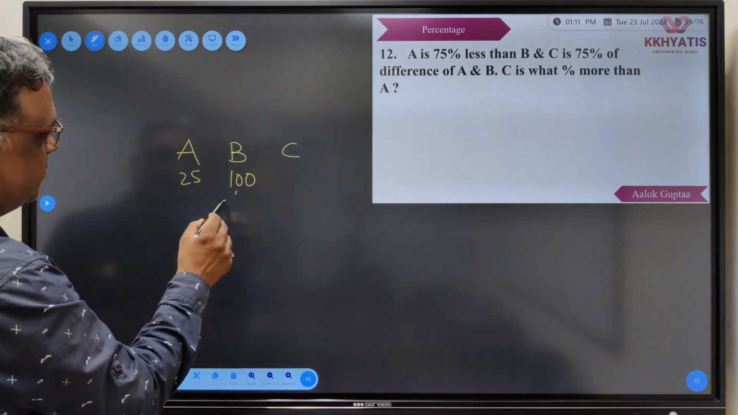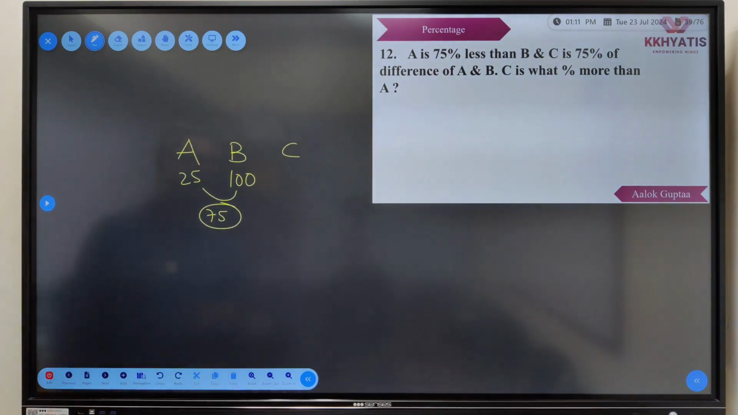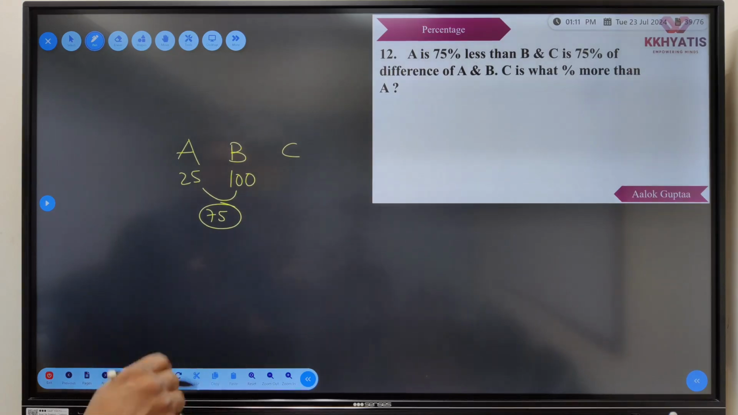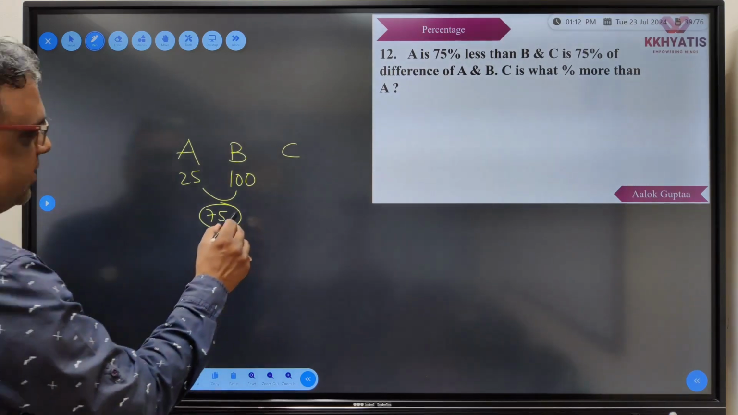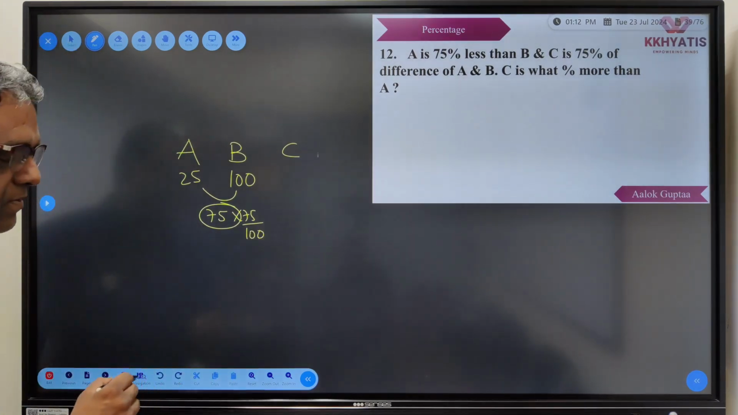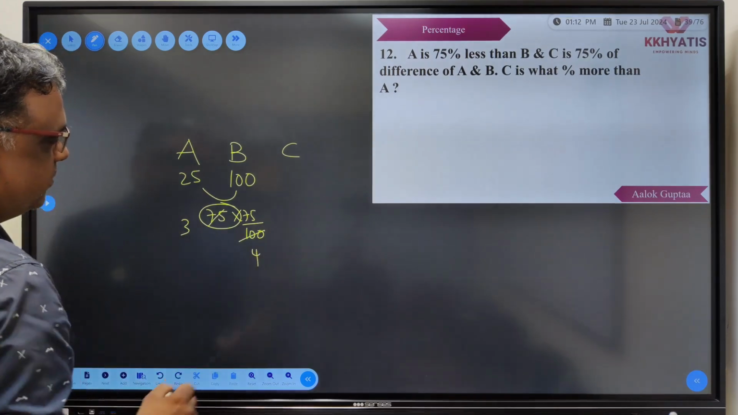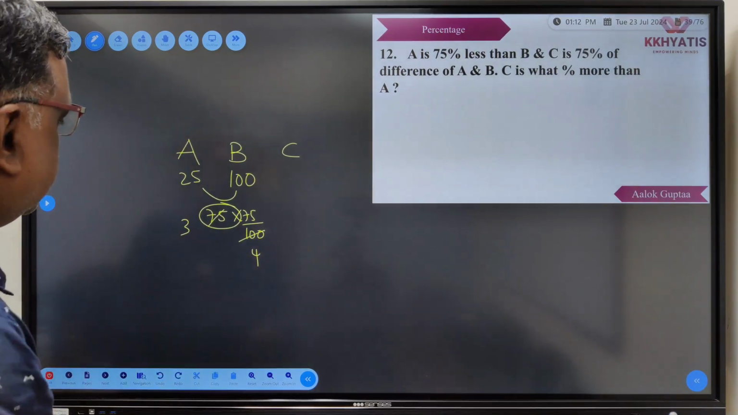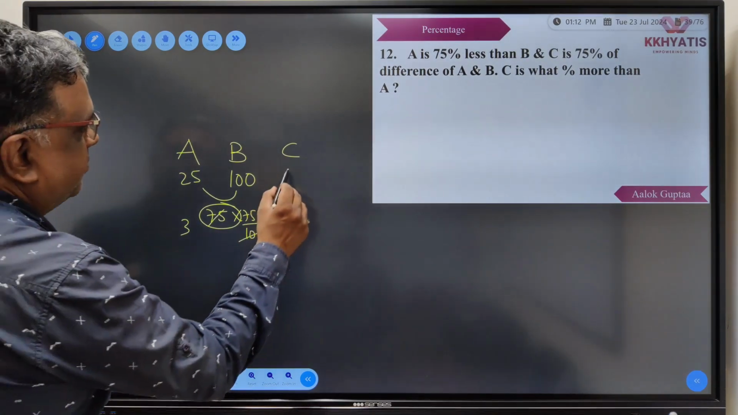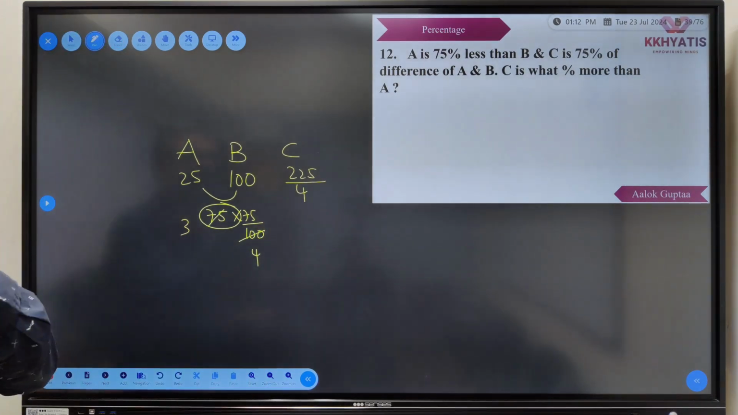And C is 75% of the difference between A and B. So what is the difference between A and B? 75. And C is 75% of 75. So what is 75% of 75? 75 into 75 by 100. This will be 3, this will be 4. So 225 upon 4. So this is the value of C.